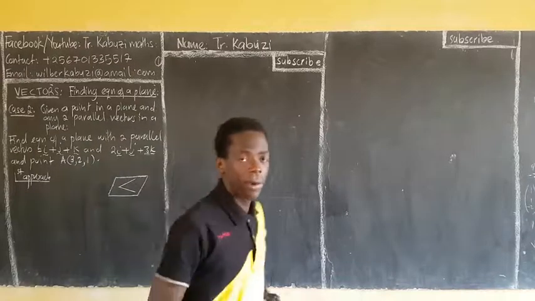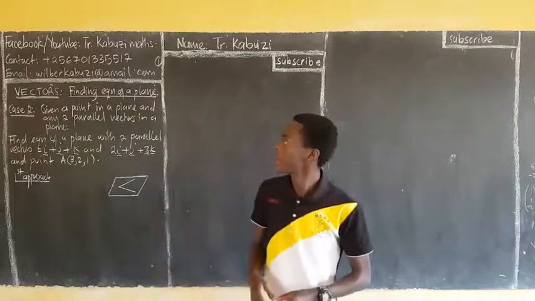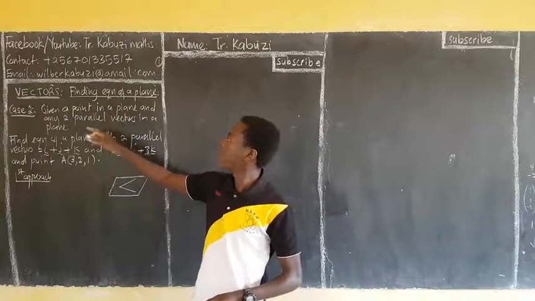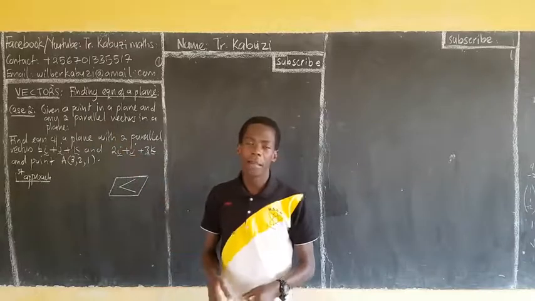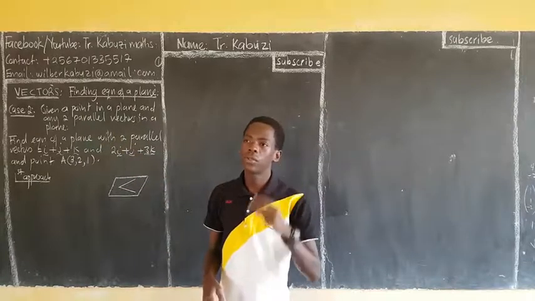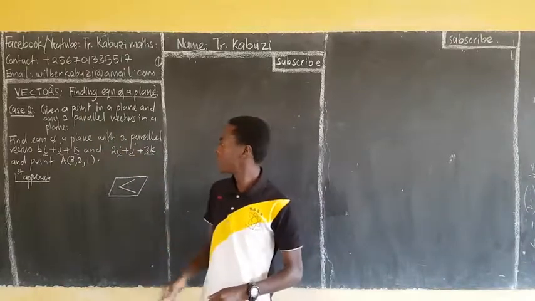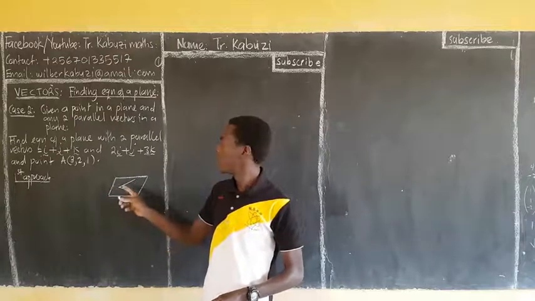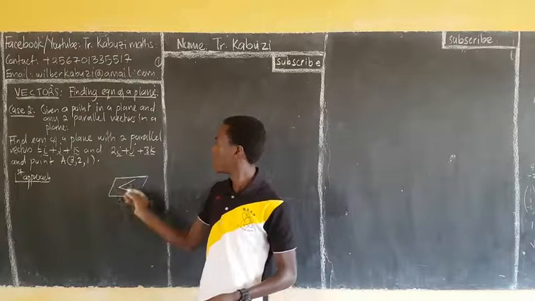Okay, so members, we are going to see case 2, when we are given a point in a plane and any two parallel vectors in a plane. Here we can use two methods. The first approach: we are given two parallel vectors in the plane, meaning that we are missing a normal, and we also have a point in a plane.